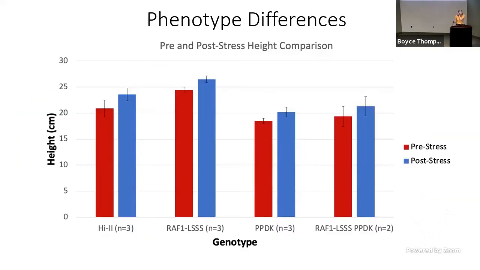So first off is phenotype difference. And this was kind of glaring just as I was looking at my plants. There was a pretty visible height difference. The RAF1 and Rubisco subunit plants, which were previously studied in the lab, continued to be taller and outperform the untransformed control, which is called Hi-II. And interestingly enough, the plants overexpressing PPDK, both alone and with the other constructs, seem to be a little bit shorter.